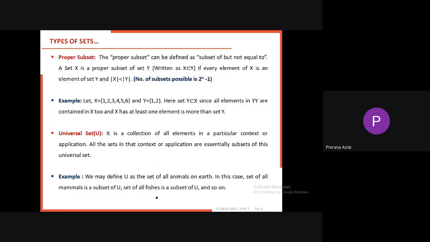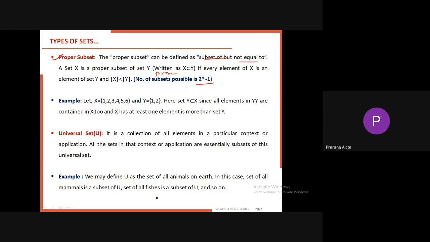Next, what is the meaning of a proper subset? A proper subset means it should be a subset, but it should not be equal. It should follow the property of a subset, but it should not be equal. Then I can say that it is a proper subset. Now, the number of proper subsets possible is given by 2 power n minus 1.